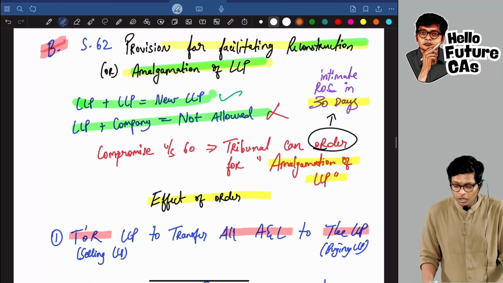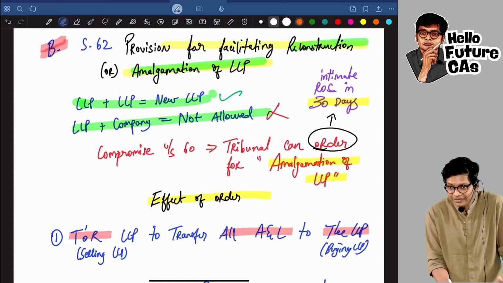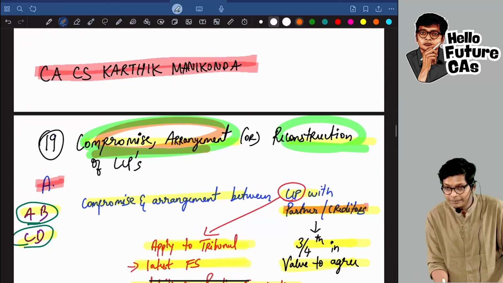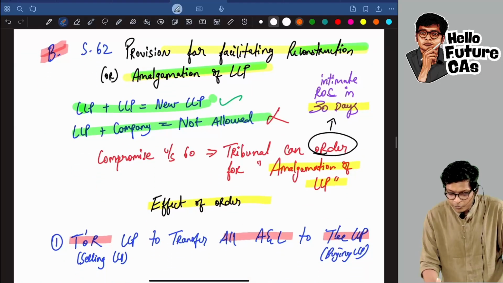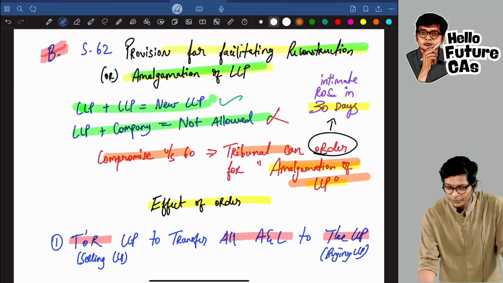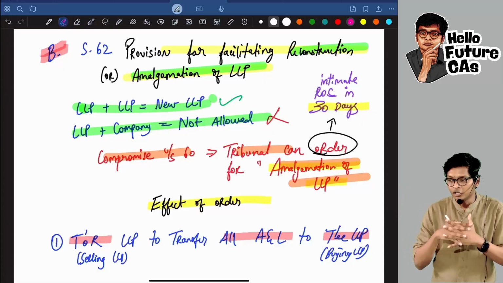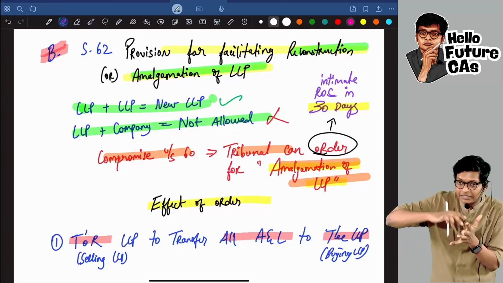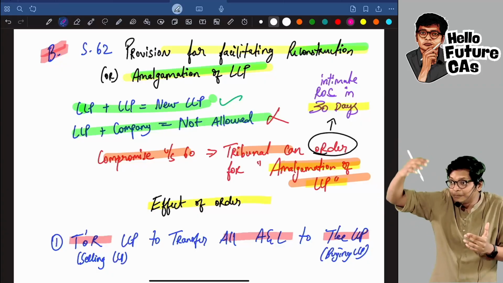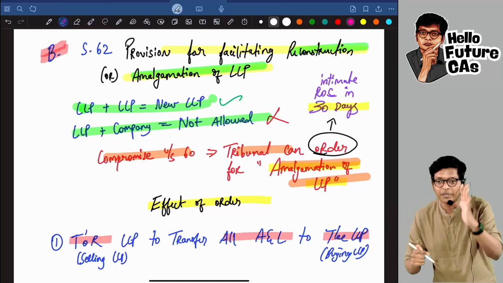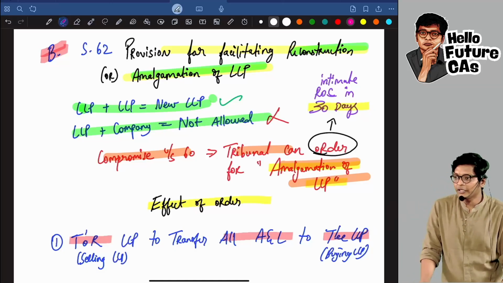Now, for this, I will come here. In the previous compromise, the tribunal can order you to amalgamate the LLP. So the tribunal is saying, you are all fighting among yourselves, but you are doing good business. Amalgamate with some other, bigger LLP, let them take over the management. You just do the work. Are you following us? You just do the work.